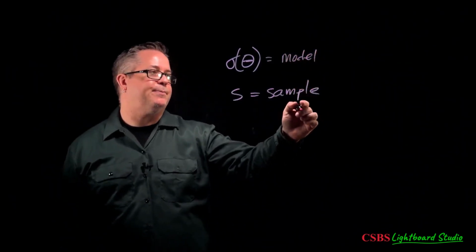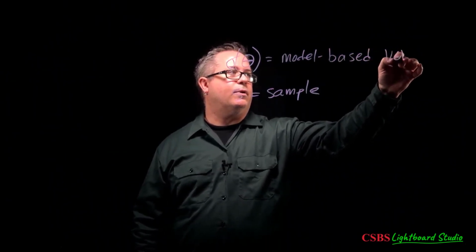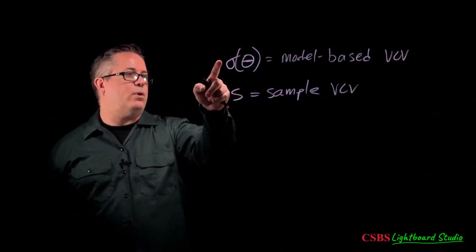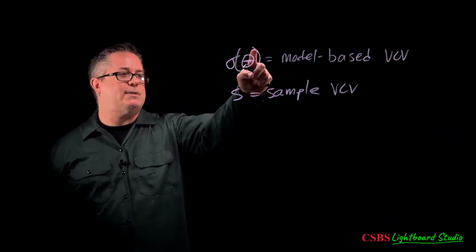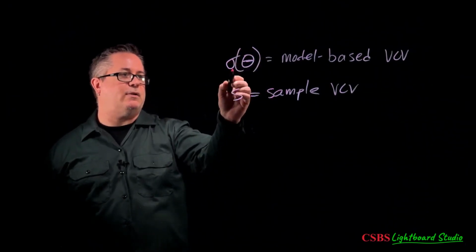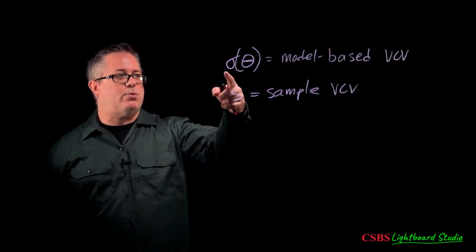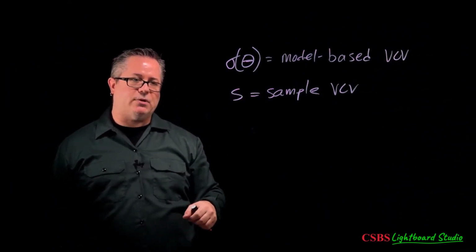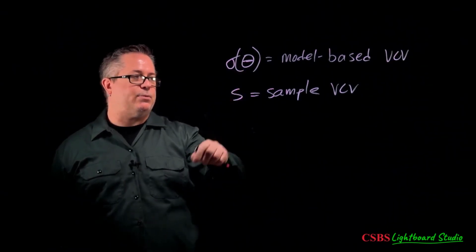And this thing is the model-based variance covariance matrix. S is the sample variance covariance matrix, and sigma theta is the one based on the model. The theta indicates that it's model-based. It's a parameter, so it's a population estimate. This is what we're hypothesizing is going on in the population. We're making this model thinking, I think this is what's happening in the population, and I want to see if that explains what's happening in my sample variance covariance matrix.